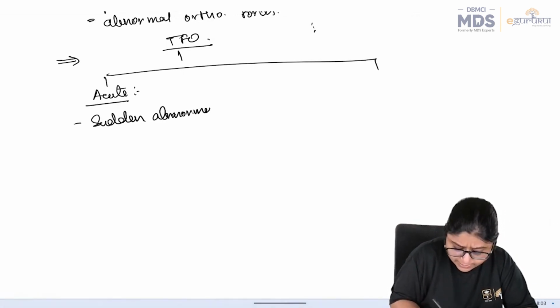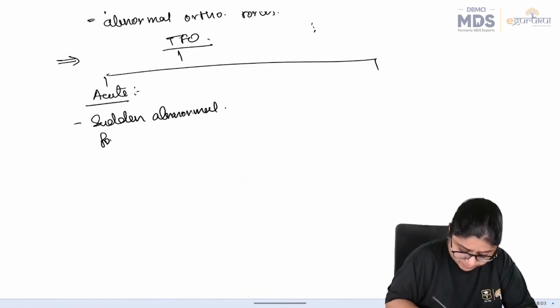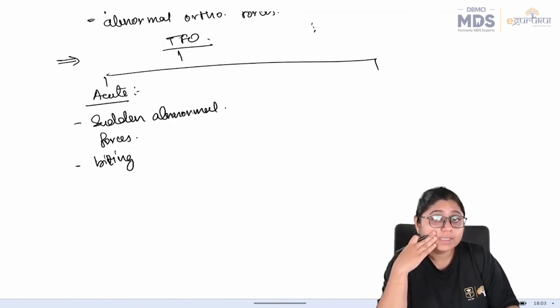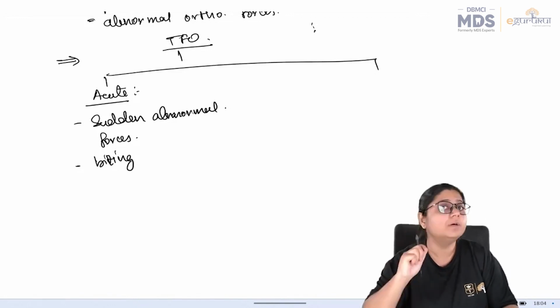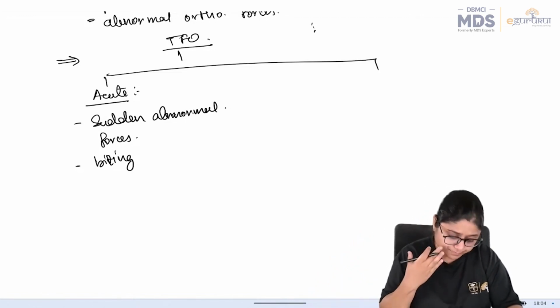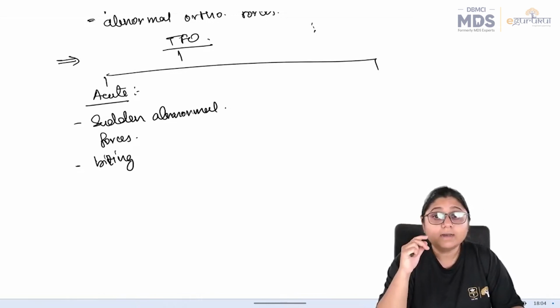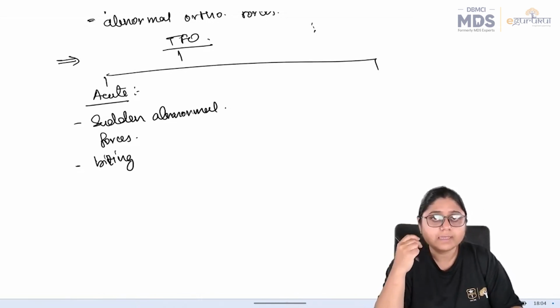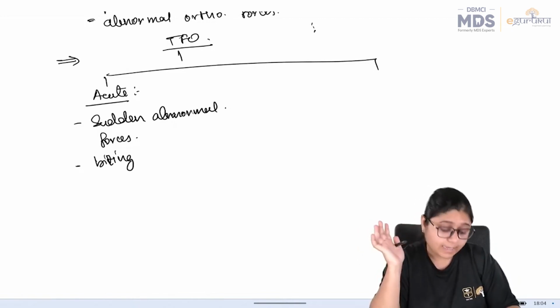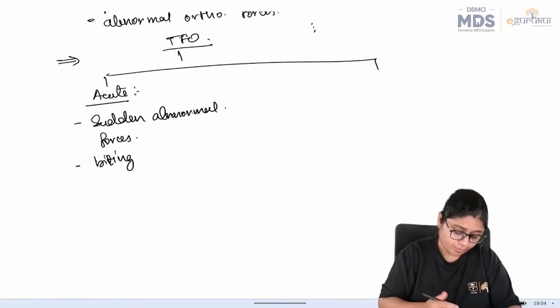These sudden abnormal forces can act during biting. Suppose we are trying to break the outer shell of a walnut, sometimes abnormal forces act on our tooth, or when we try to open a bottle of cold drink. These can lead to abnormal forces causing TFO. Or in cases of filling, crown or FPD placement, if there is a high point. All these factors can lead to acute trauma from occlusion.